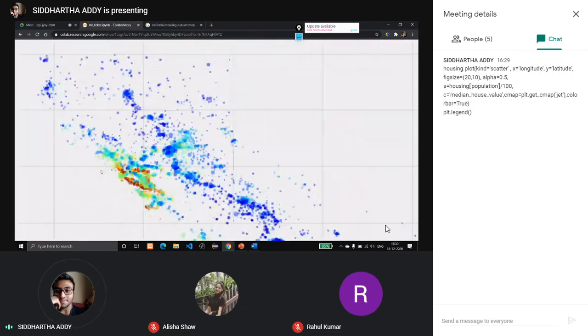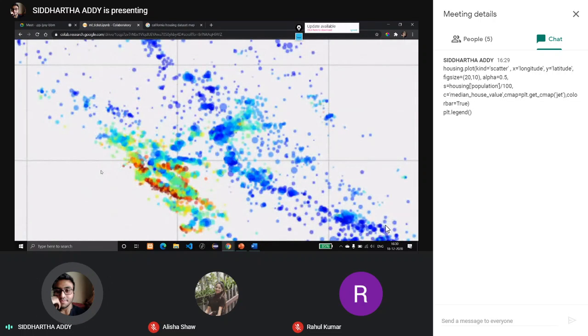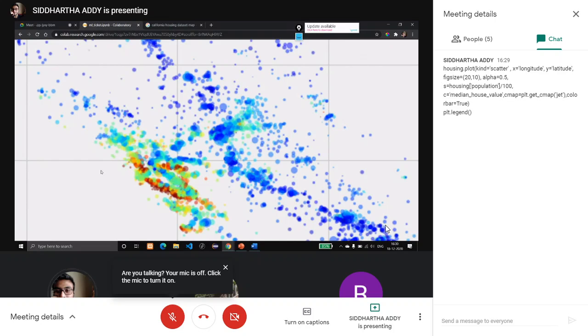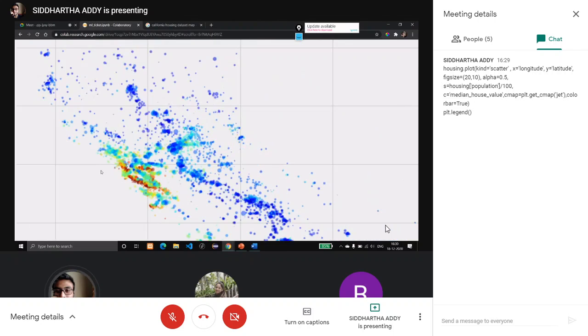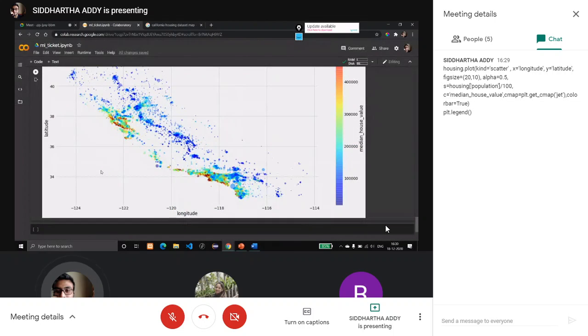Look at it. If you look closely, you can see that some of the circles are bigger and some of the circles are smaller. Bigger circles represent more population. Smaller circles represent less population. That is why I have used that S. So if you see a very big circle, then you can say that it has more population. If it is a small circle, it has less population. And C is the median house value, I mean the values of the house.